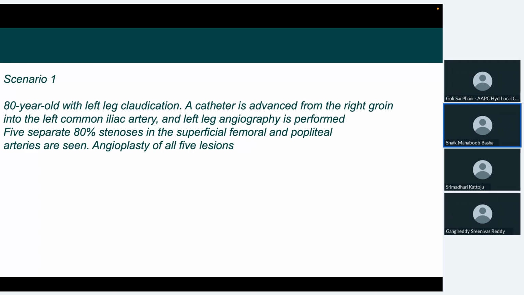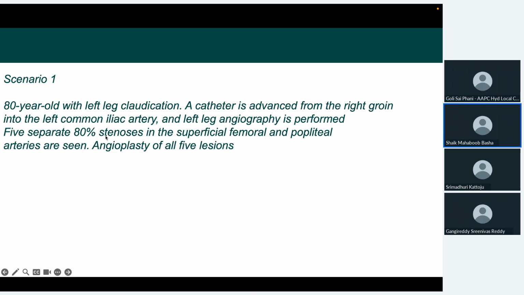A patient with left leg claudication. A catheter is advanced from the right groin into the left common iliac artery. So right groin to left common iliac artery. Which type of approach is it, ipsilateral or contralateral? Contralateral, yes. So enter into the left common iliac artery and left leg angiography is performed.